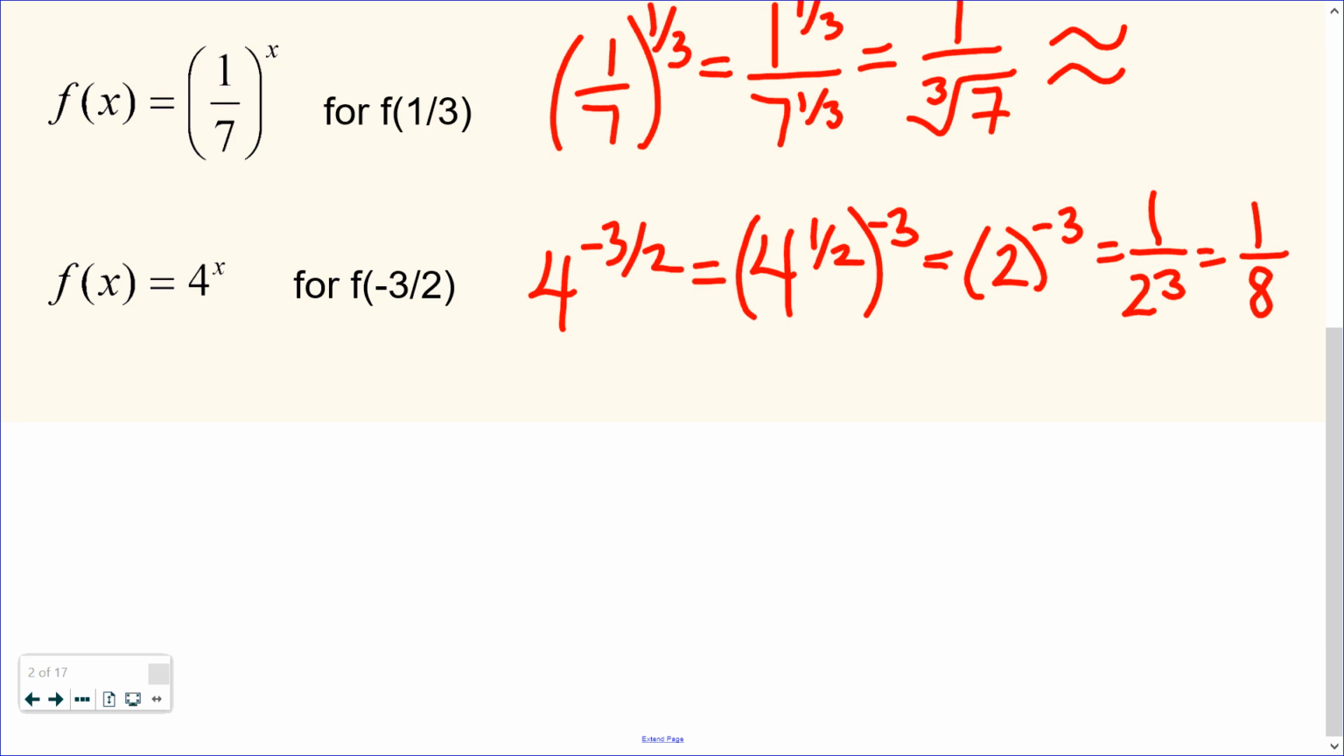Of course, you can just type these in your calculator to get exact answers as well, but it's a nice little review of your exponent properties also.